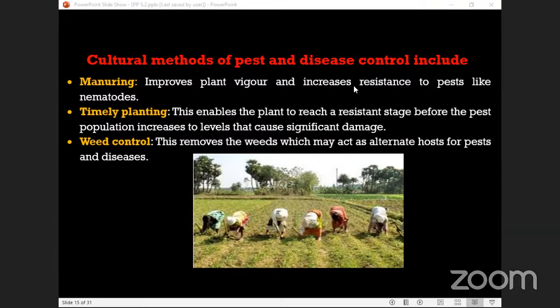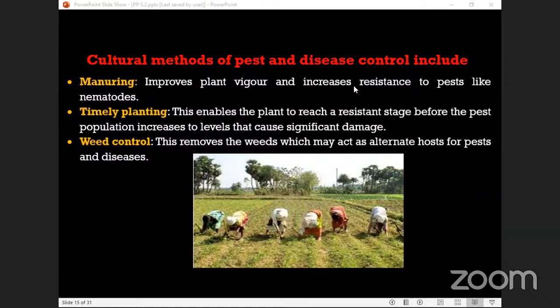And then the other, we have timely planting. As a cultural practice, this enables the plant to reach resistant stage before the pest population increases to levels that cause significant damage. When you plant the crops earlier, they will mature too fast. By the time the pest population increases, the plants will be able to withstand or resist pest attack. That is the beauty of planting in time, timely planting.